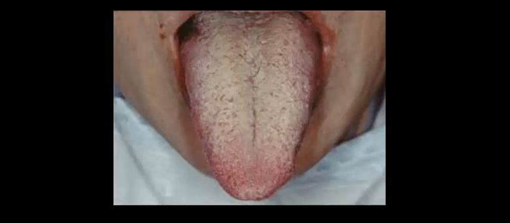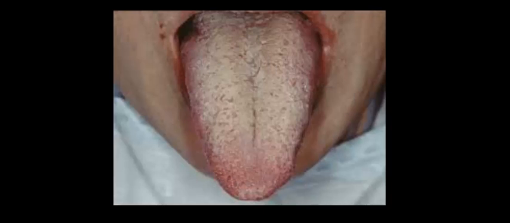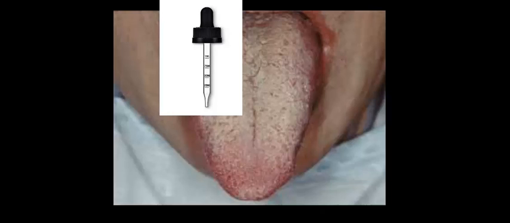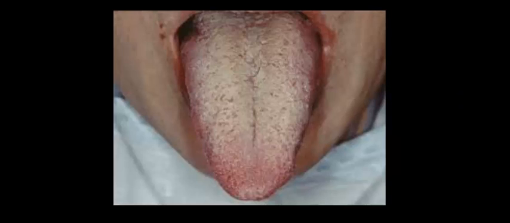Then ask the patient to protrude his tongue and dry the dorsum of the tongue with a paper tissue. Then instill drops of solution number 1 and look at the reaction of the patient. If he puts his thumb up, this is correct and he has normal taste sensation, etc.